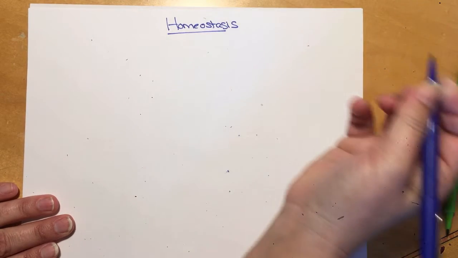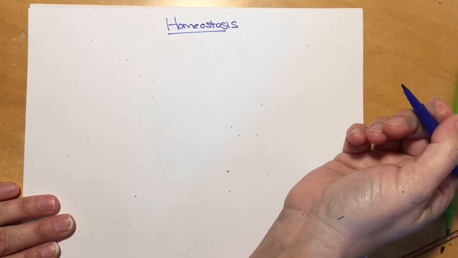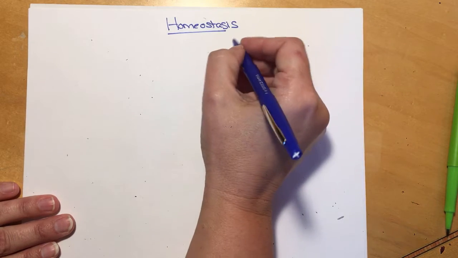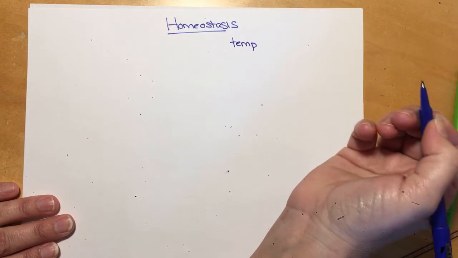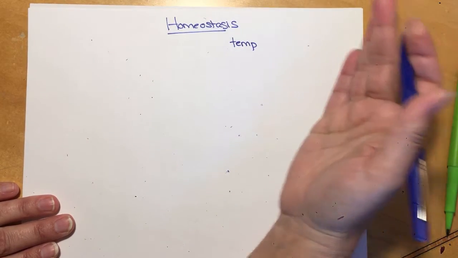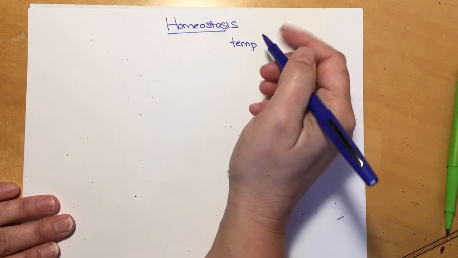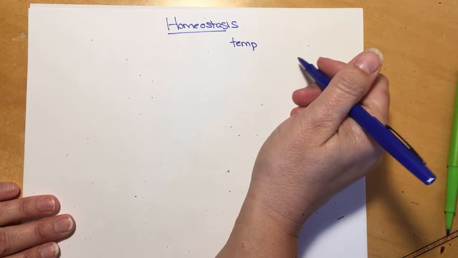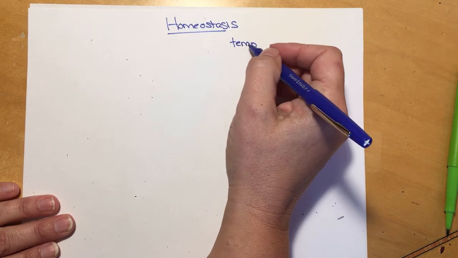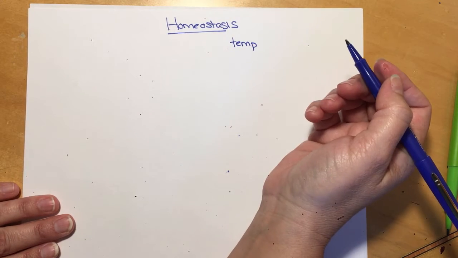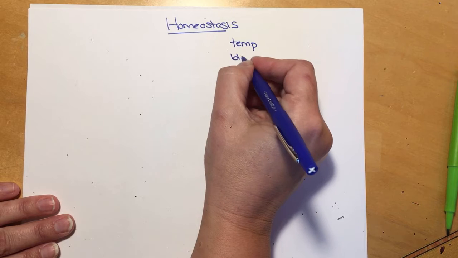So homeostasis is the tendency of the body to try to maintain balance. For example, we might have a certain temperature set point. We don't want to get too hot and we don't want to get too cold. If we start to get too hot, we're going to do something to bring our temperature back down. If we start to get too cold, we're going to do something to bring our temperature back up.